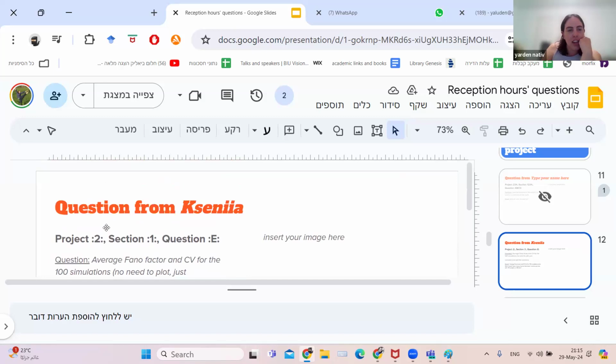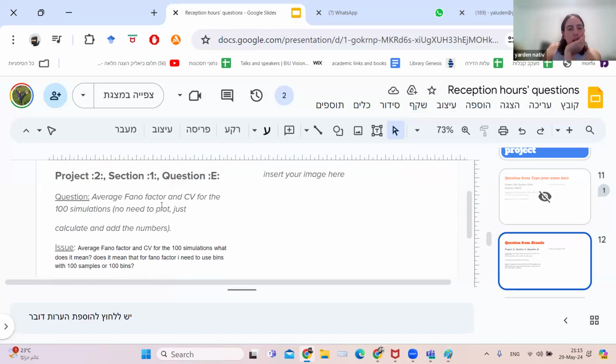Ksenia, average the Fano factor and CV for the 100 simulations. No need to do the 100 simulations. I'm sorry. Just do it for one. At the beginning when I wrote the question, I wanted you to create 100 simulations and then calculate and show the distribution and so on. Then I thought to myself, okay, this is just too much. So leave it, okay? Okay. So it's a typo, that's it.